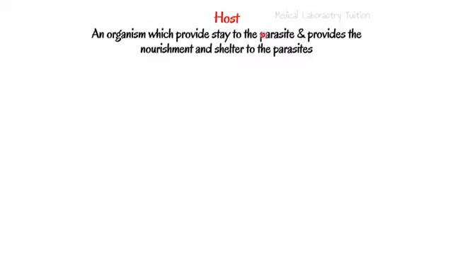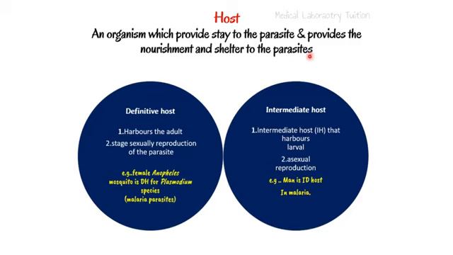Another, we have a host, very important, because we are the host for the parasite. An organism which provides stay, nourishment and shelter to the parasite. So we, human beings, give the shelter and nourishment to the parasite for their living. Hosts are of two types, definitive host and intermediate host.